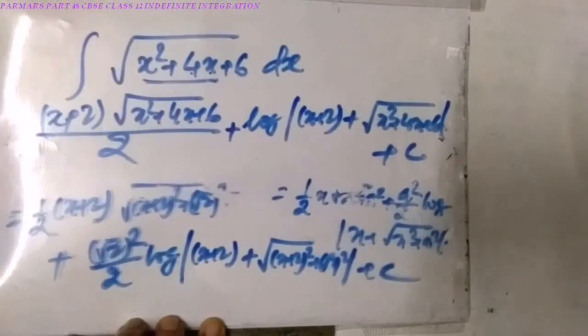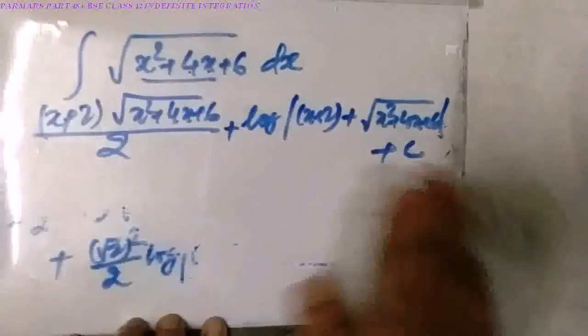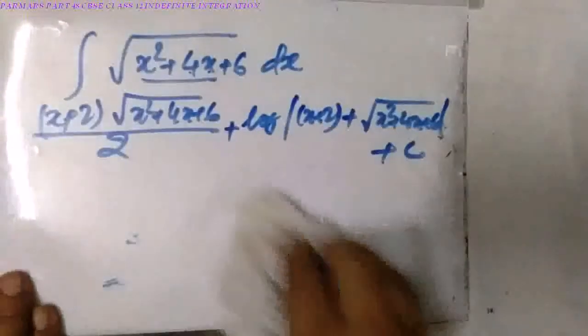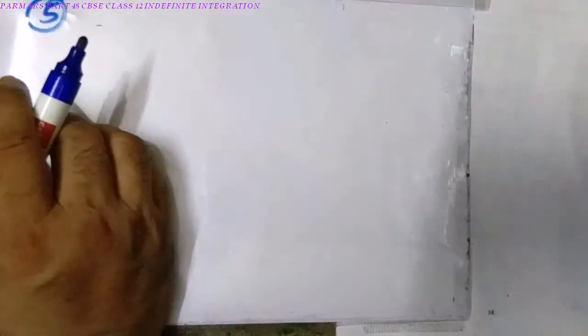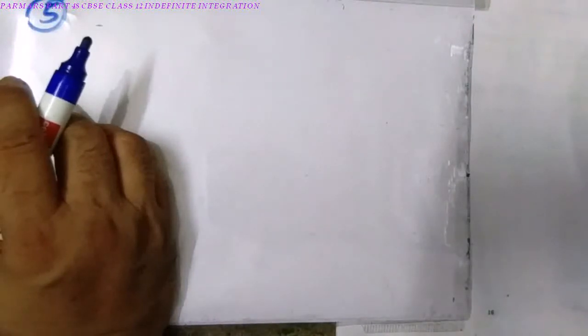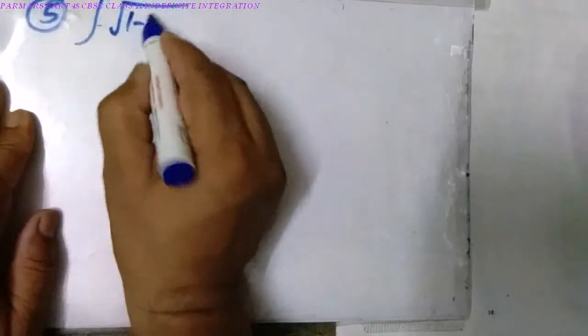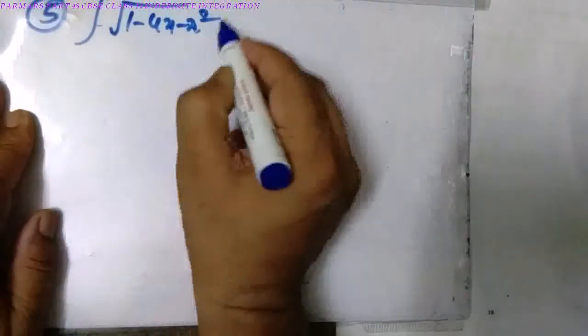After that I'm going to take two or three questions. The next question is question number 5 of exercise 7.7: root under 1 minus 4x minus x square.